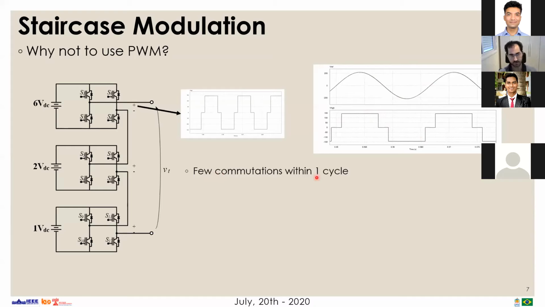This is one of the greatest advantages of using such a multilevel inverter. We have few commutations within one cycle. Of course, we have lower switching losses compared to the PWM. And actually, this upper module using the staircase modulation is switching at 50 or 60 hertz, depending on your grid frequency.